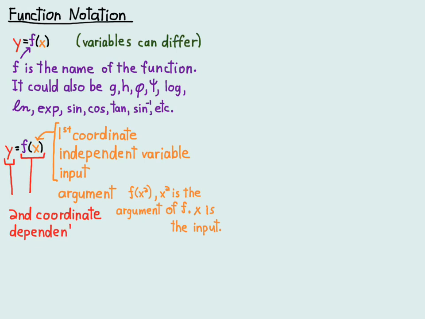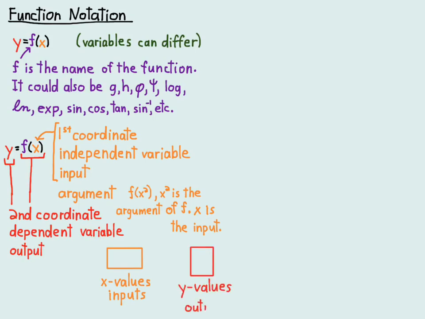So y is the second coordinate, and as is f of x, because f of x equals y. It's also called the dependent variable. If you plug in a number for x and you get a number out for y, that number you get for y is called the output. Okay? So in general, we think of x values as inputs and y values as outputs. And we think of f as taking inputs to outputs. You plug a number in for x and you get a number out for y.